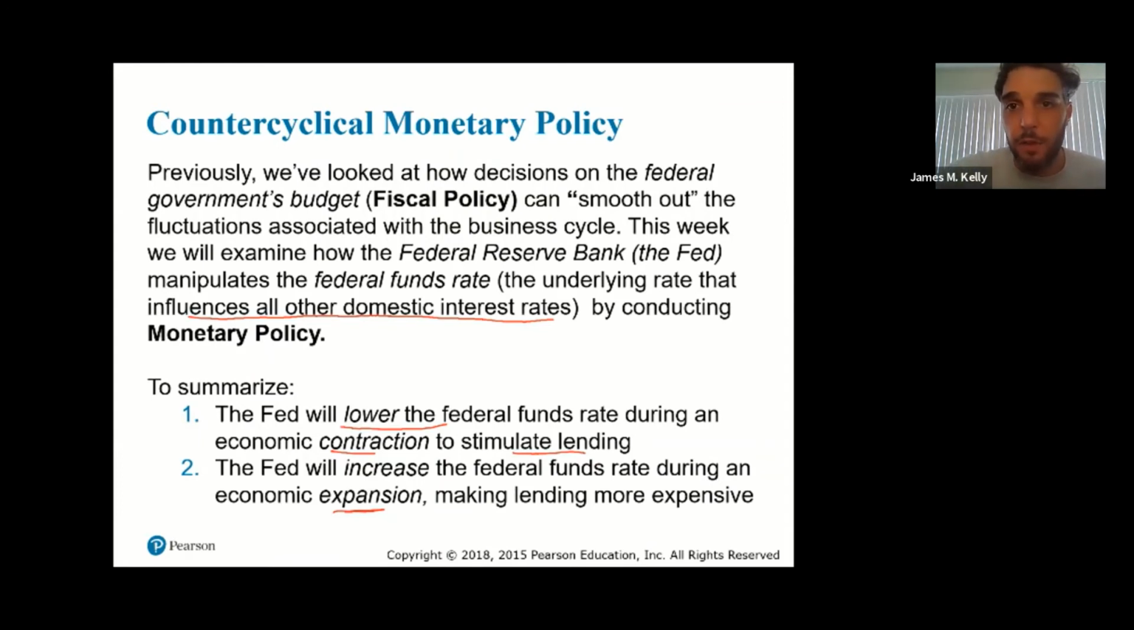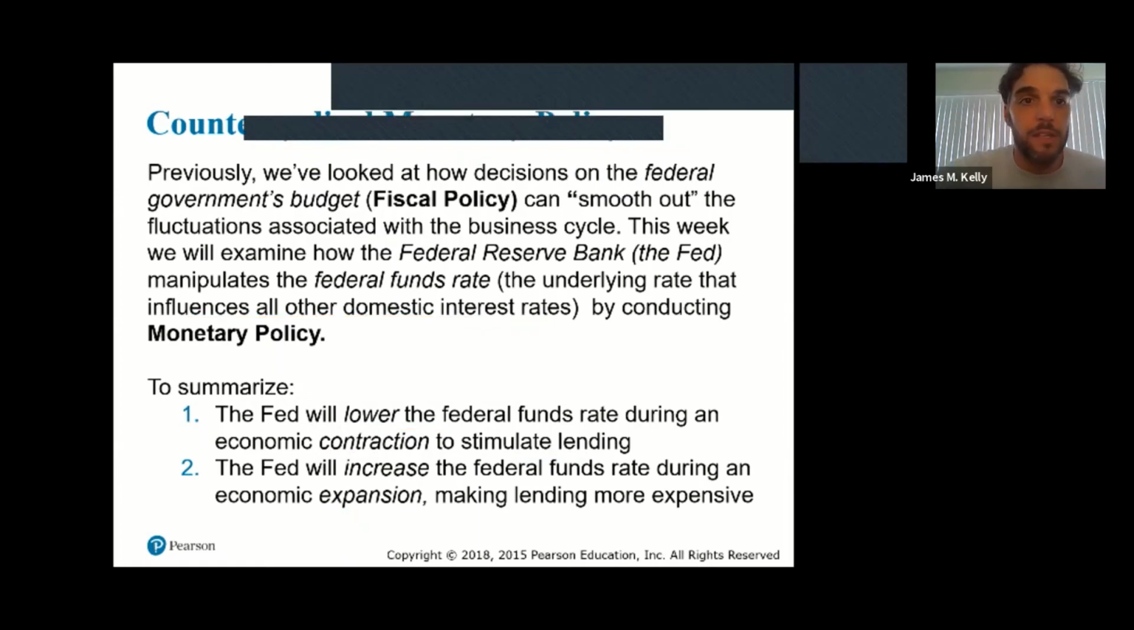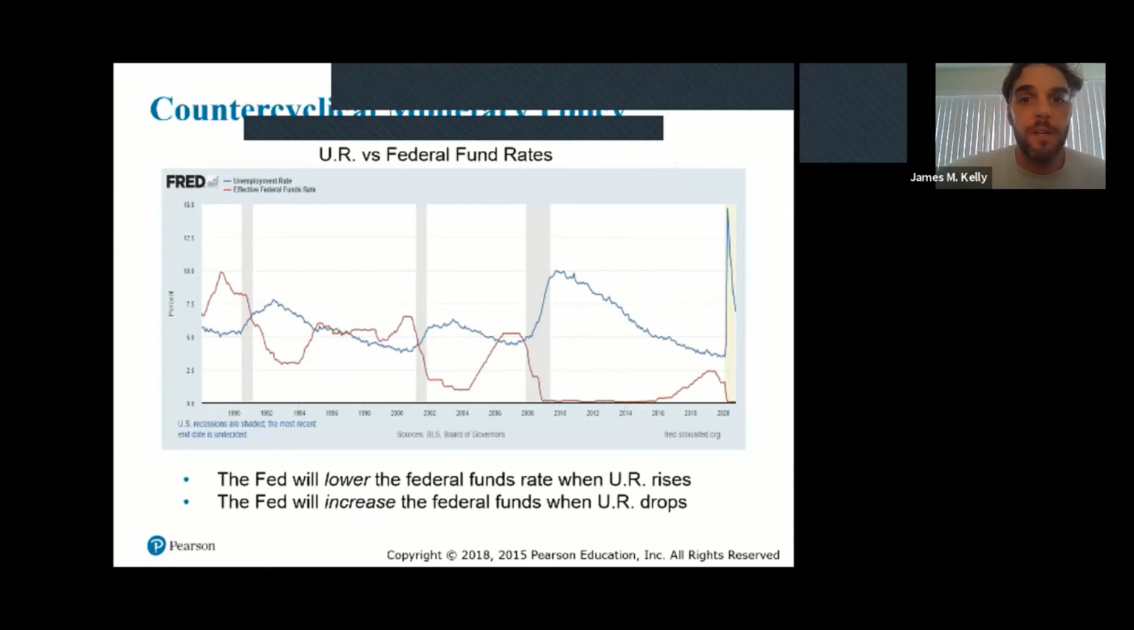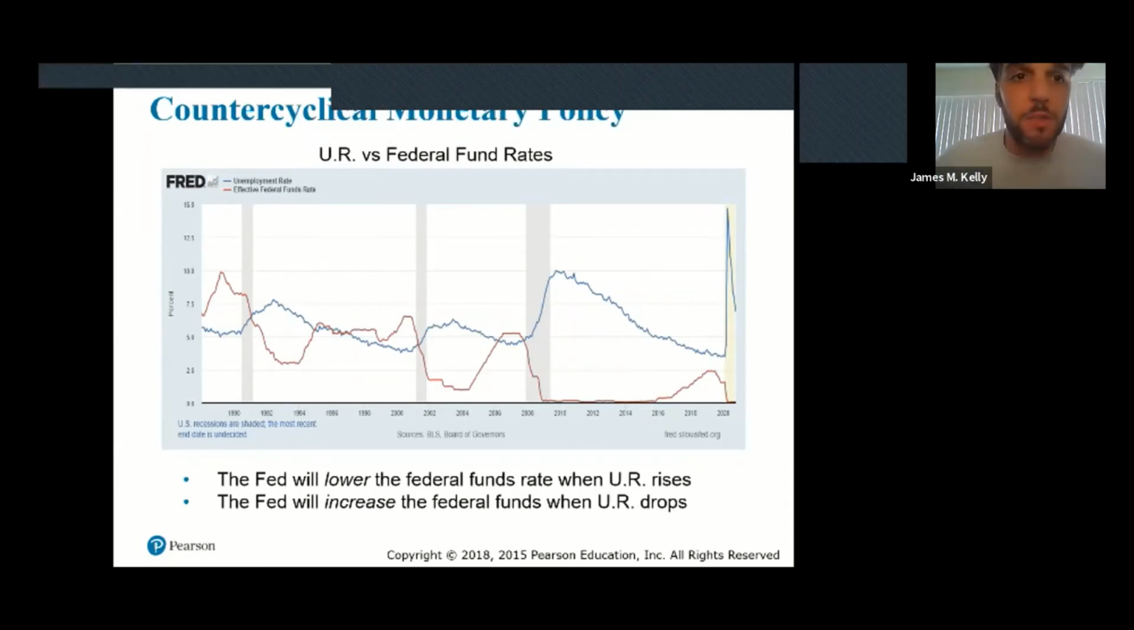So graphically, if we take a look, we can see when we plot the unemployment rate in blue with the federal funds rate in red, starting in the 80s, we can take it from 1990, when the unemployment rate starts to rise, typically in coordination with the recession periods that we see in the gray bars here. Well, when unemployment starts to rise, we see federal funds rates start to drop.